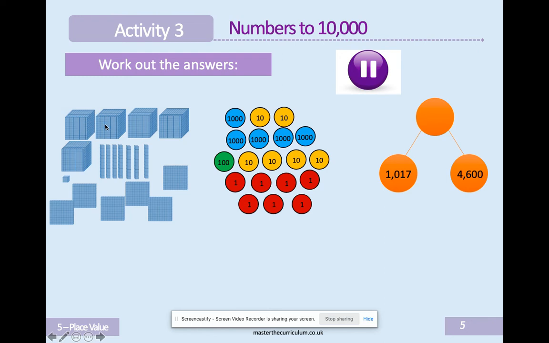There are 1, 2, 3, 4, 5 thousands. Then I'm going to go to my hundreds. 1, 2, 3, 4, 5, 6 hundreds. There are 1, 2, 3, 4, 5, 6, 7 tens. What does 7 tens equal? Well done, 70. And then one tiny little cube here that equals 1. Now add them all together and write the answer underneath. Fantastic, 5,671. Now pause the video and work out the other 2.